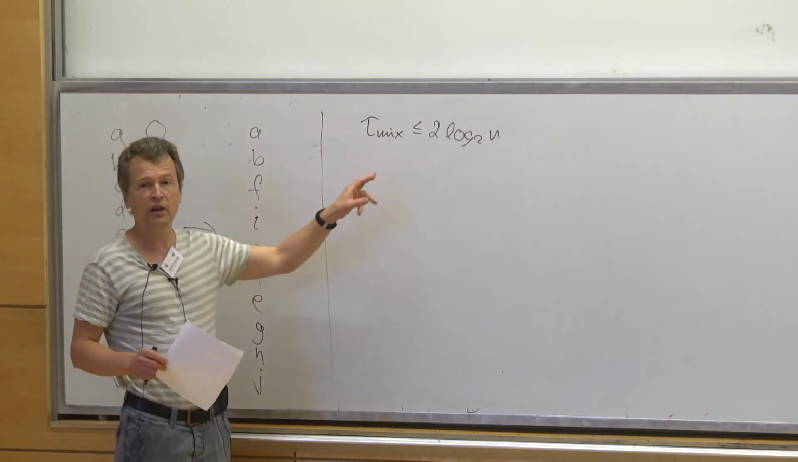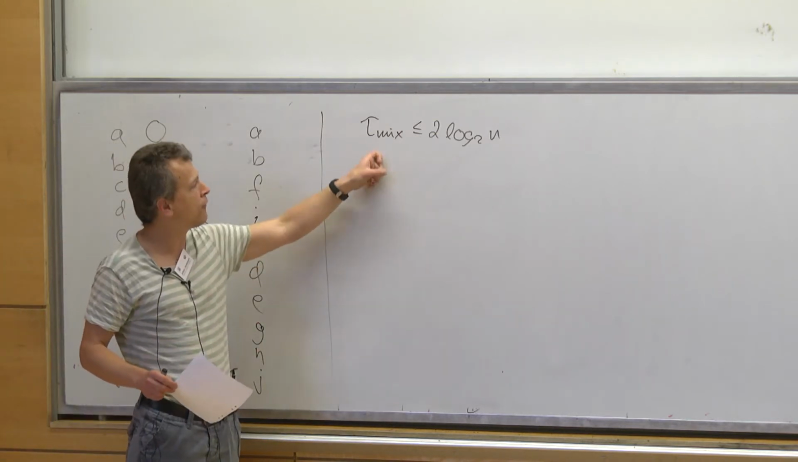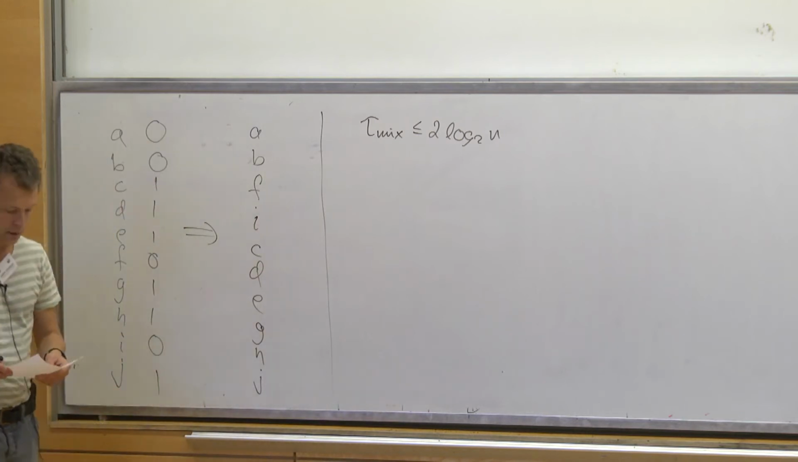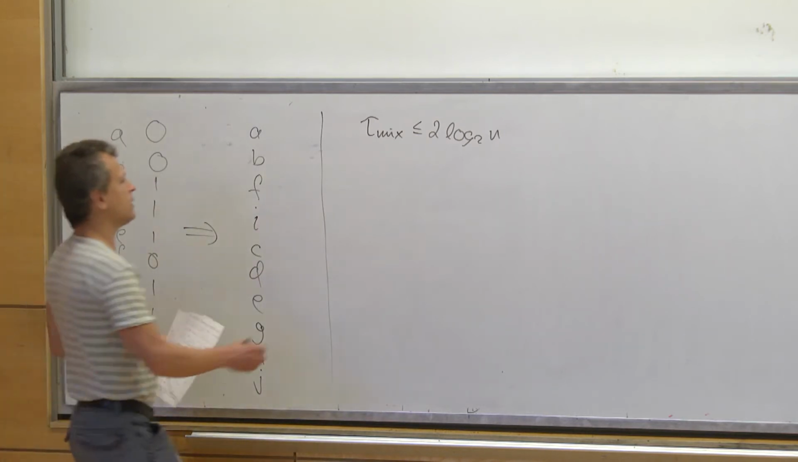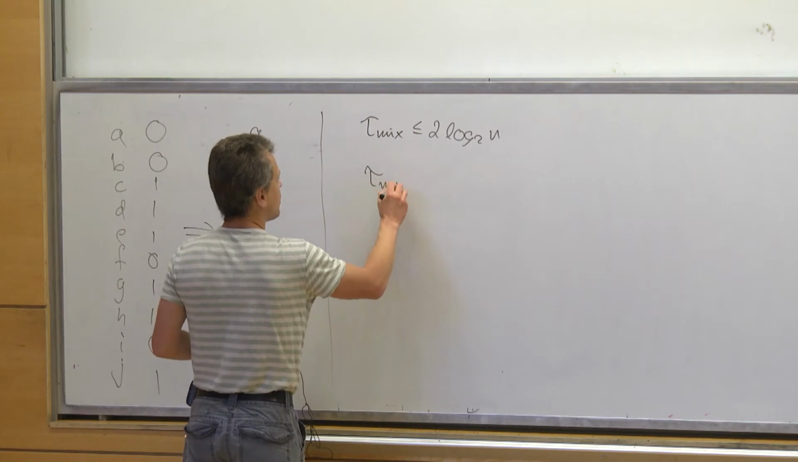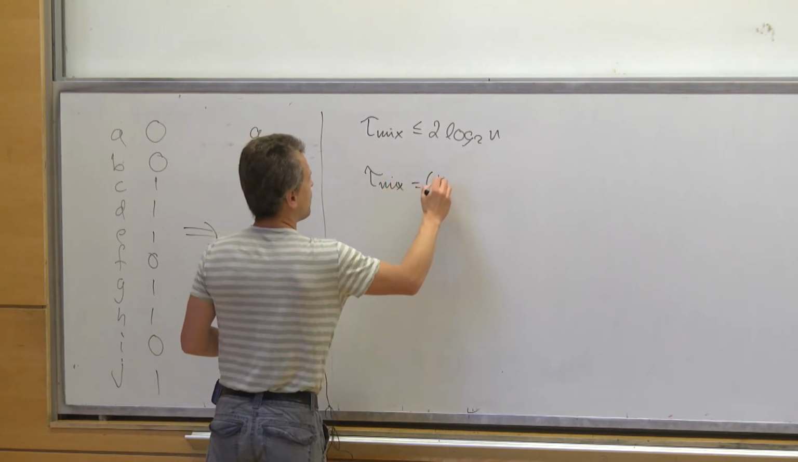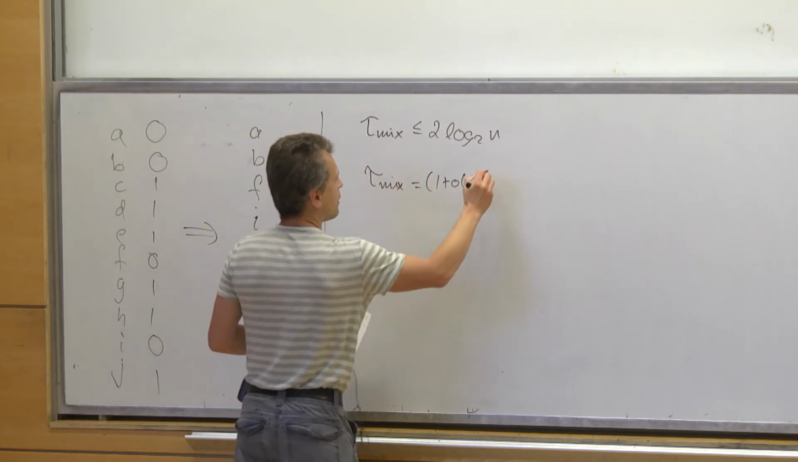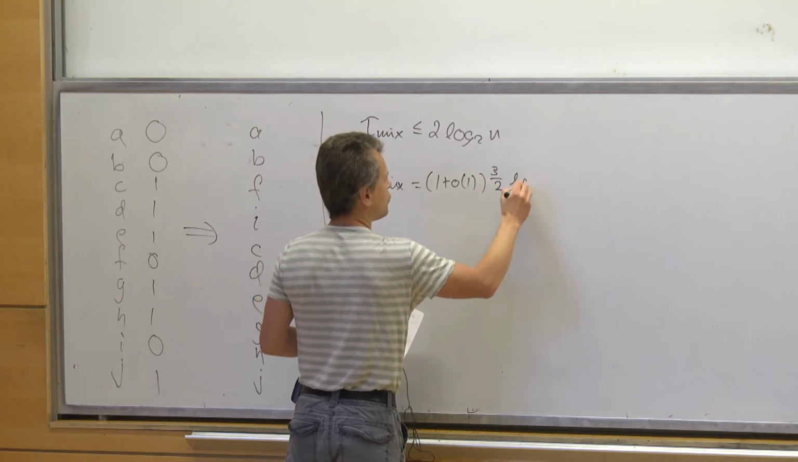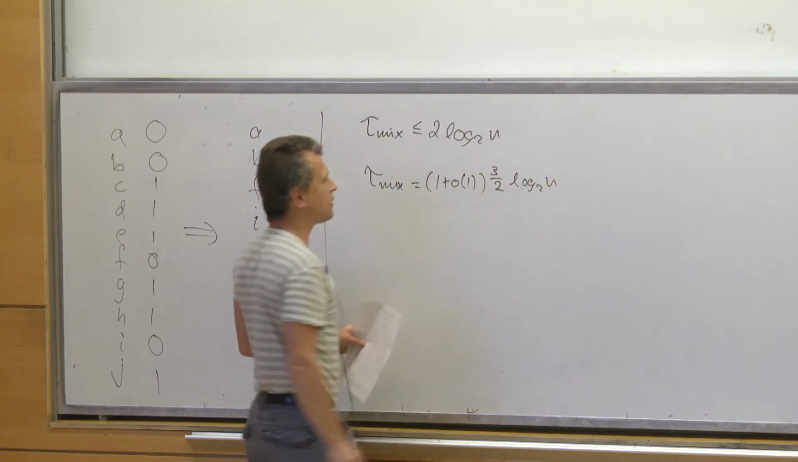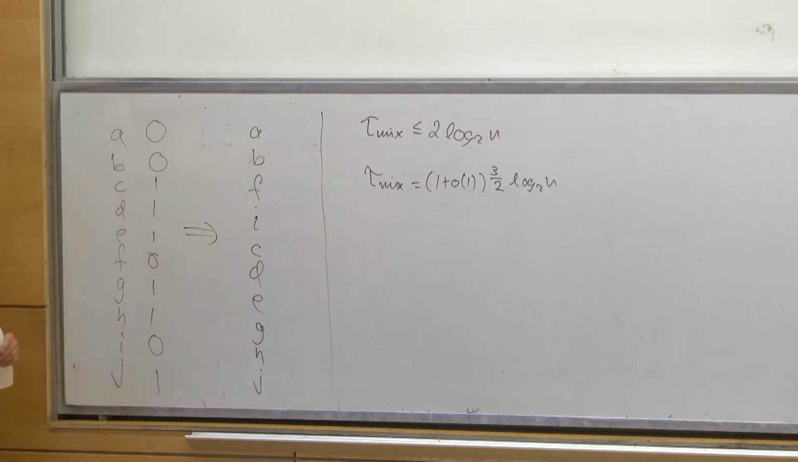And as Percy also mentioned, this is a bit off. It's not the right constant. What is known is that tau mix is (1 + o(1)) times 3/2 log base 2 of n. And that's due to Percy together with Dave Bayer in a paper from 1992.